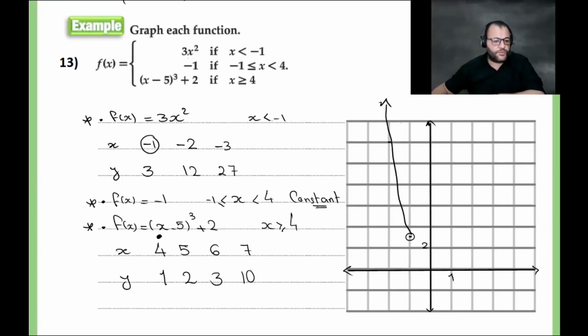That's for the first part. After that, we have -1, starting from -1, closed, to 4. 1, 2, 3, 4. And at 4, it was open. Oh, sir, that's -2. Sorry, -2, because the scale is 2.